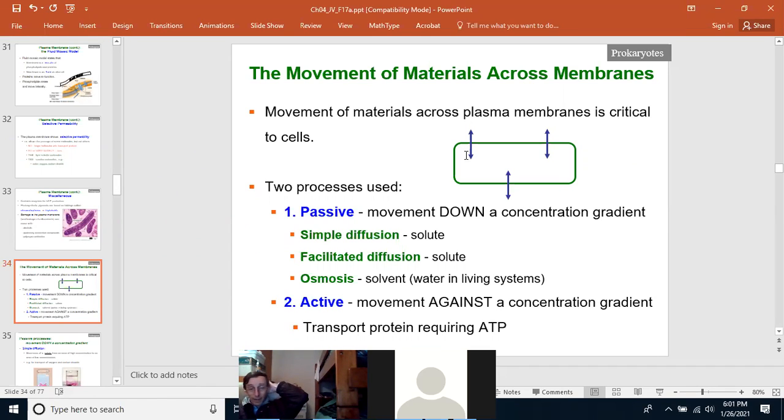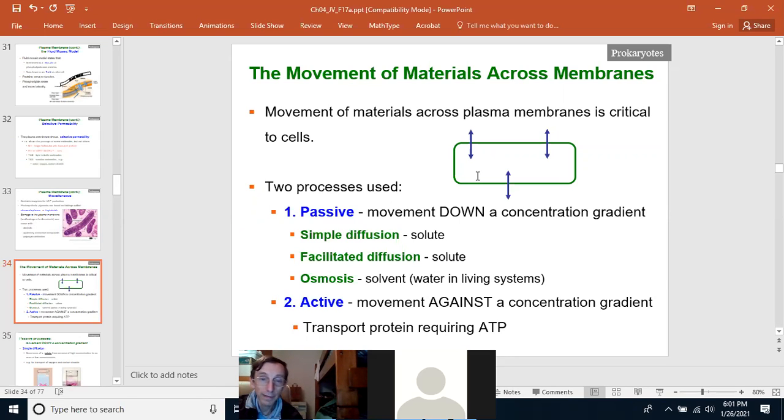This is costing the cell no energy because fructose is higher outside the cell than inside the cell. One disadvantage of this is once the fructose becomes equal outside the cell to that inside the cell, no more fructose, at least the net gain of fructose, will move into the cell. Any question about that?